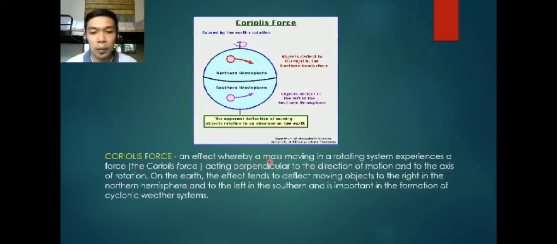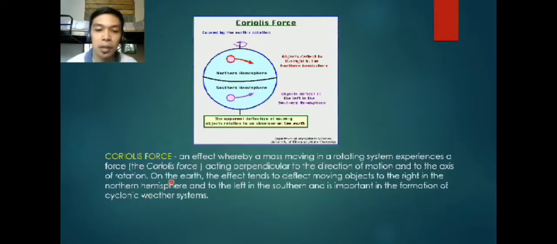Coriolis force is an effect whereby a mass moving in a rotating system experiences a force acting perpendicular to the direction of motion and to the axis of rotation. On the Earth, the effect tends to deflect moving objects to the right in the northern hemisphere and to the left in the southern hemisphere, and is important in the formation of cyclonic weather system.